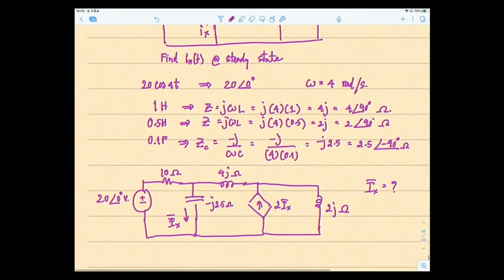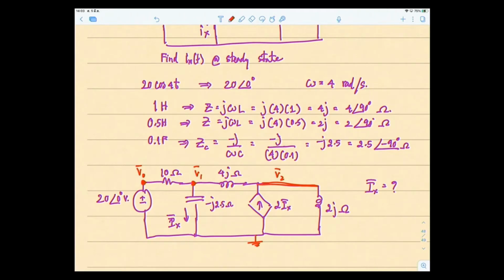Nodal analysis. So the method was, how many nodes are there? There's this node right here, this node right here, this node right here. So I'm going to call this V1, this is V2, and this is V0. Of course another node is here, the reference node is ground right there.